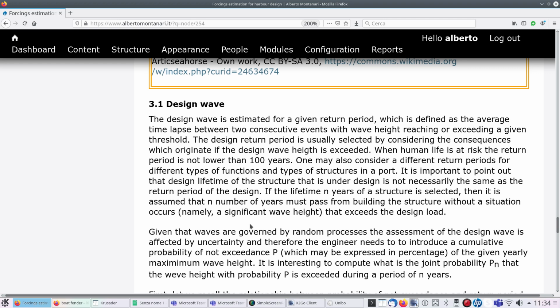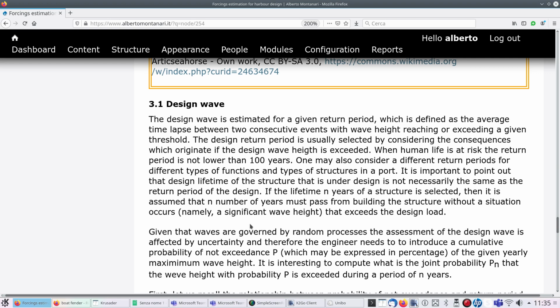And the example brings us to discuss what will be the next figure that is included in my web page. So the example is, what is the probability of getting an event which has a given return period during a given period of time? So if I have an event with a return period of 50 years, what is the probability of getting this event in the course of 50 years, or in the course of 100 years, or in the course of 10 years? This is a classical exercise of probability.